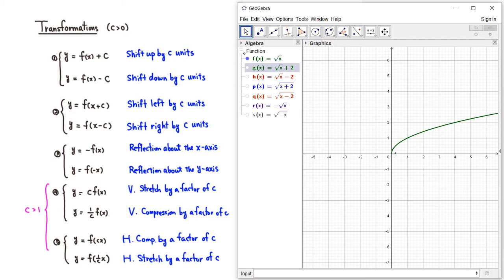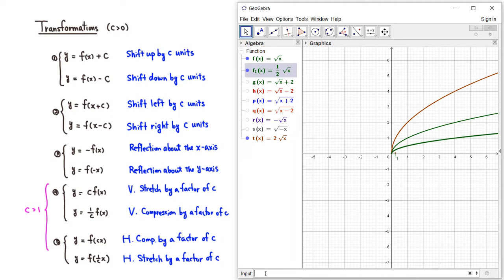Then let's look at stretching and compression. What would happen to the function if you multiply it by, say, 2? So it's 2 times f of x. It's going to look like that. You can see that all the y values get doubled, so it's stretched vertically. If you do 1/2 times f of x, then all the y values become half of the original value, so it's vertically compressed. It's a vertical compression by a factor of 2 in this case.